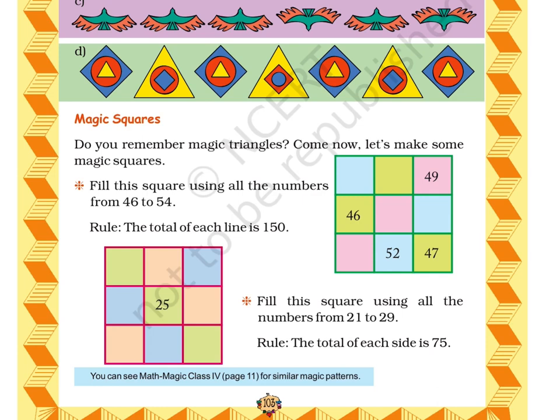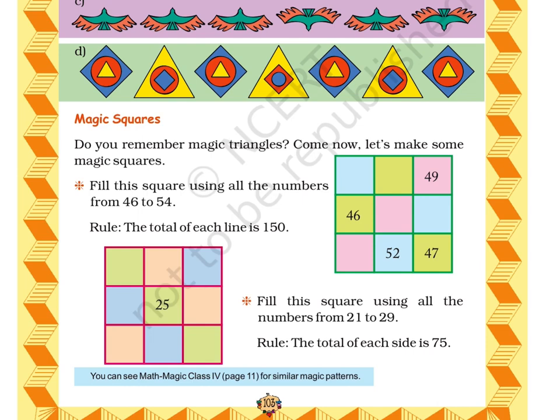We have a square grid with 3 columns and 3 rows. Numbers between 46 and 54 have been written. The numbers written are 46, 47, 49 and 52. Now you have to fill in the rest of the square following the rule that total of each line should be 150. Below this we have another square with 3 rows and 3 columns.